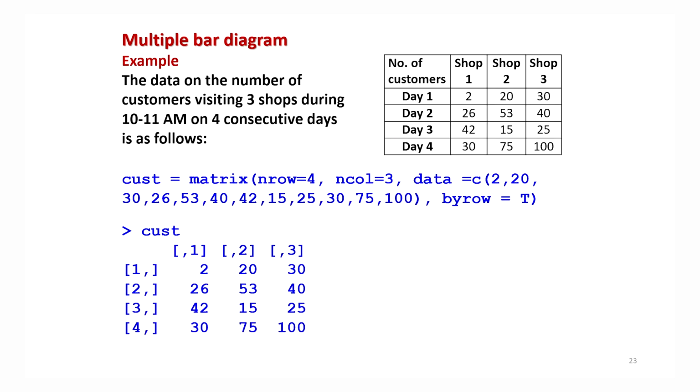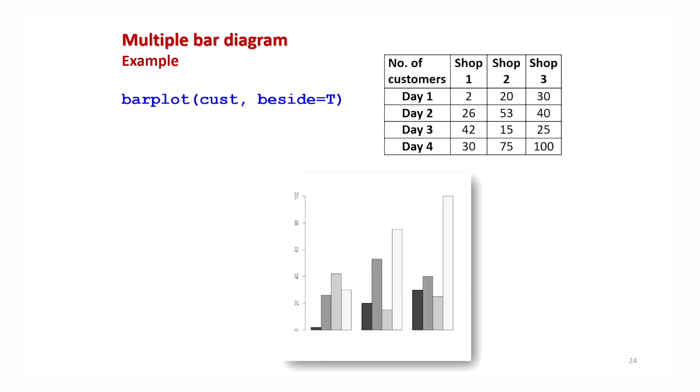So I take the same data set of this customer, right? That there are 3 shops, 4 days, and the number of customers in the campus are like this. And now if I want to plot the graphic in such a way, I have to write barplot cust, that is the data in matrix format, and beside is equal to TRUE.